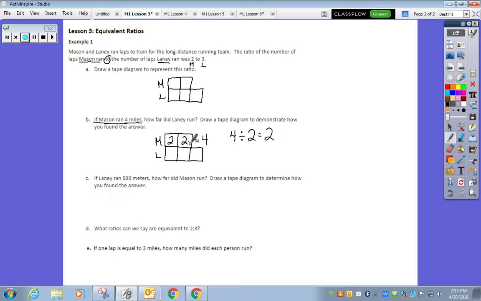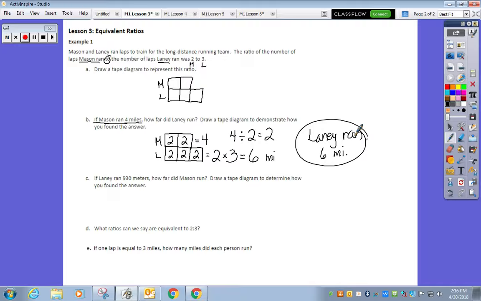Now since each lap for Mason was 2 miles, that means each lap for Laney is also 2 miles. So to figure out how far Laney ran, I'm going to take the number that's inside each section and I'm going to multiply it by the number of sections. So I have 1, 2, 3 sections. So 2 inside each of the 3 tells me that she ran 6 miles. Okay, so Laney ran 6 miles.